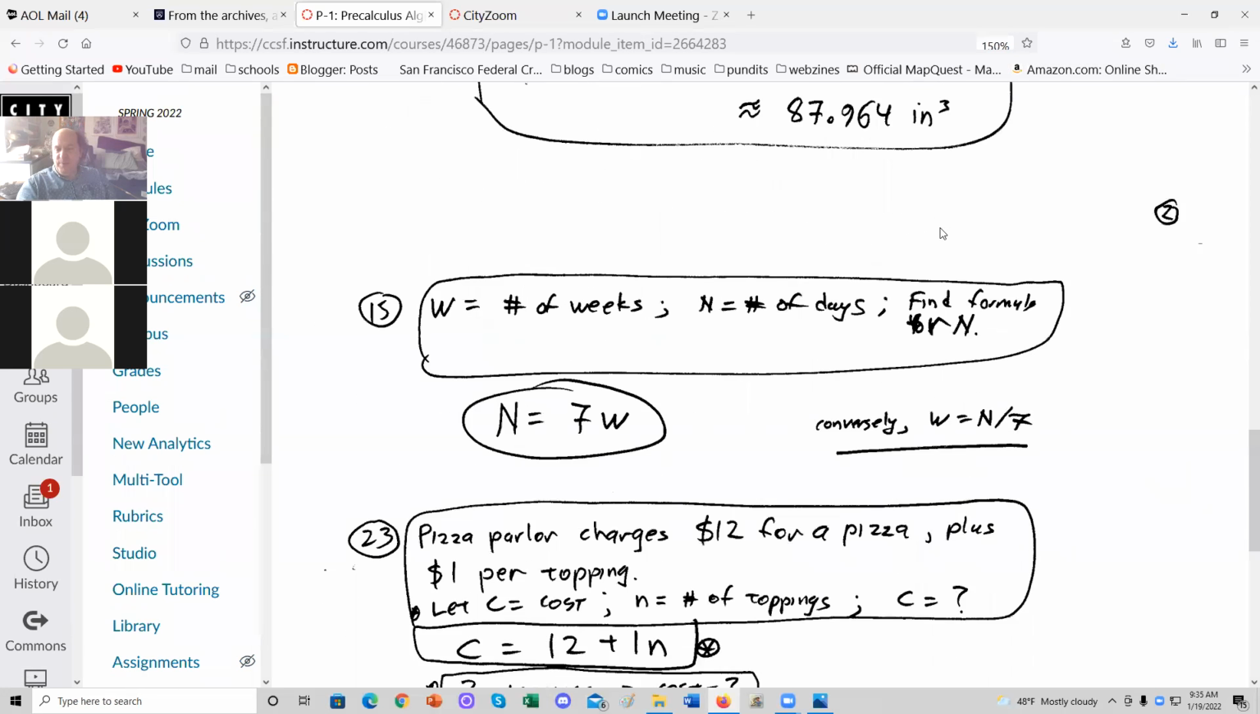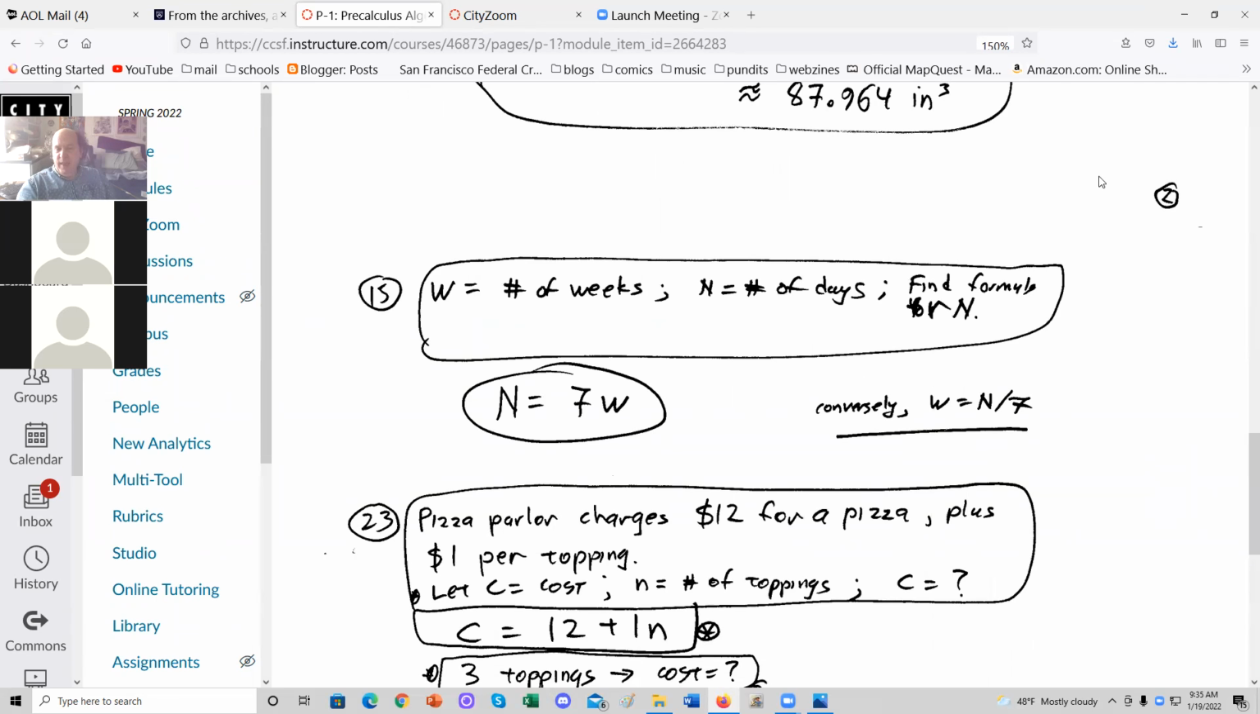All right, now here we go. If W is a number of weeks and N is a number of days, what's the formula for N and W? Now, 7 days in a week. Well, it's either N equals 7W or W equals 7N, and you have to use your common sense.